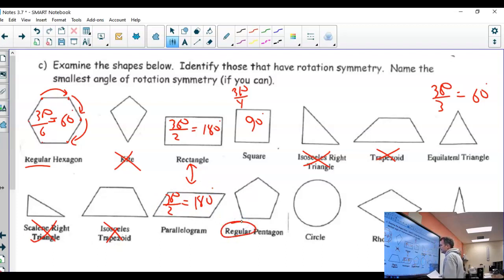The regular pentagon. So it's going to match up with itself every time a corner goes to a new corner. That would be 360 divided by 5, which is 72. The circle matches up with itself infinitely many times.